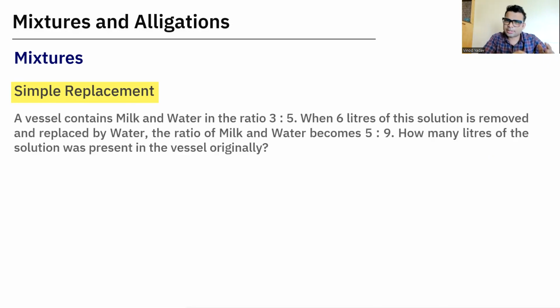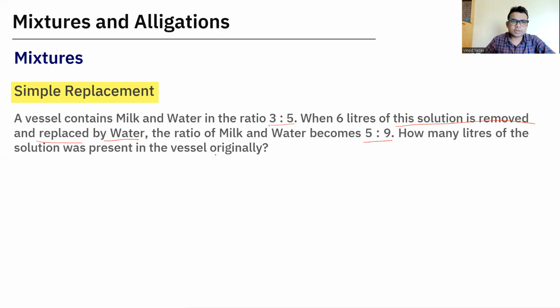Let's see this example, same numbers. A vessel contains milk and water in the ratio of 3:5. 6 liters of this solution is removed and replaced, but by only water. So 6 liters of the overall mixture was taken out and replaced by 6 liters of water. It's all about the application of ratio only, friends. Nothing new. The ratio now becomes 5:9.